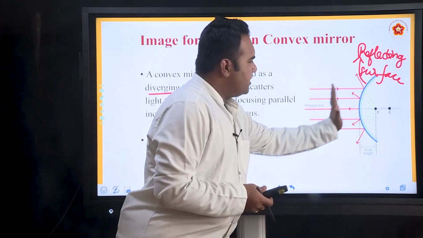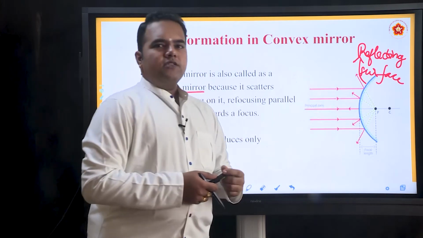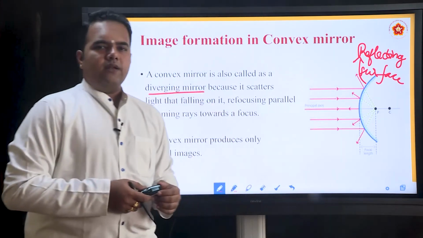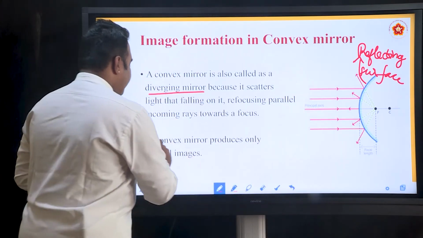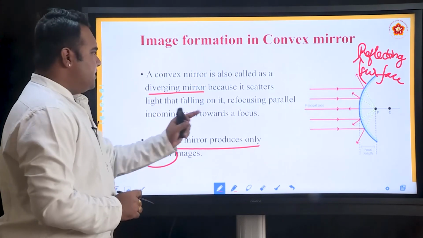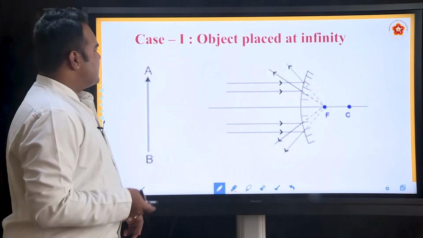So, all the images are formed inside the mirror only, and inside the mirror, since we are not able to obtain it, it is a virtual image. We cannot obtain this image on a screen, it is always a virtual image and an erect image. A convex mirror produces only virtual images, there is no real image in the case of a convex mirror. Let us check what are the different cases.